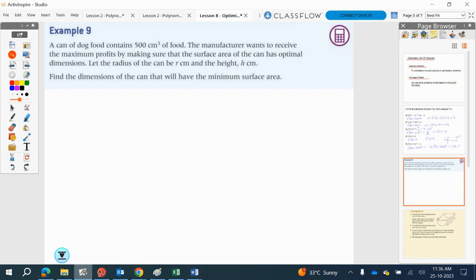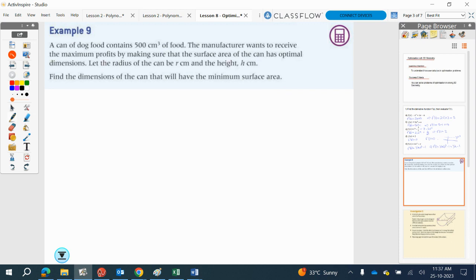So we're going to have a look at this example. A can of dog food contains 500 cubic centimeters of food. The manufacturer wants to receive maximum profits from making sure the surface area is optimal. Let the radius be r and h be the height. Find the dimensions to give the minimum surface area.